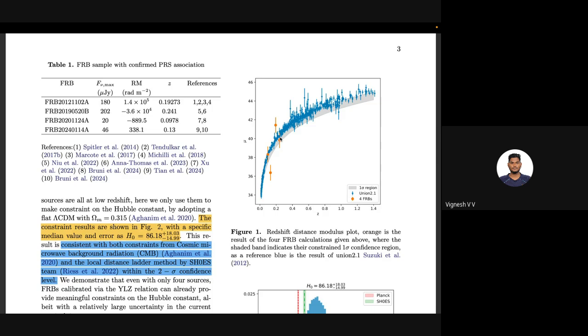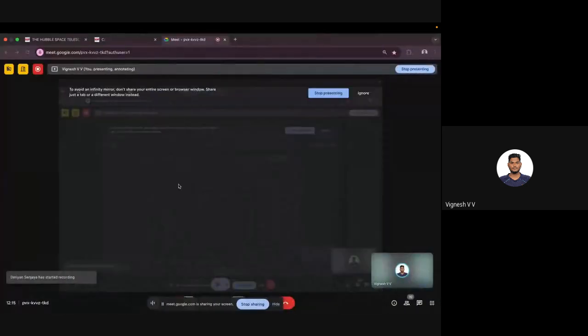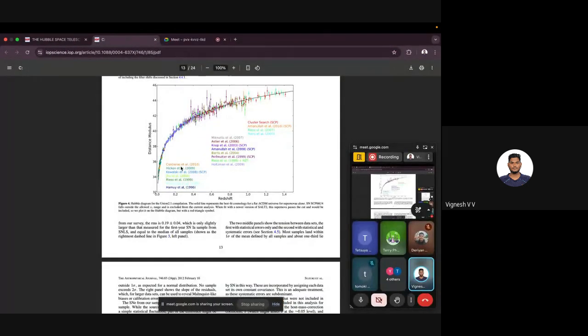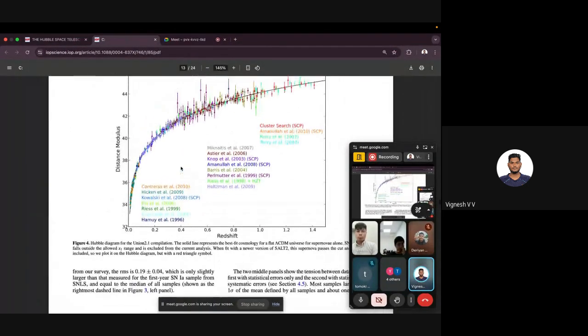The orange data points correspond to the observed 4 FRBs, and the blue data points correspond to the curve. The blue data points are the data taken from this particular paper, Suzuki et al., where they use the supernova light curve. Maybe I can show the plot here. So you can see that this is the paper that they mentioned.